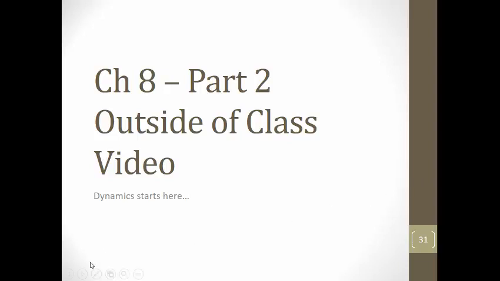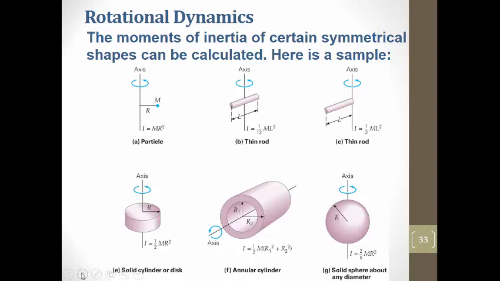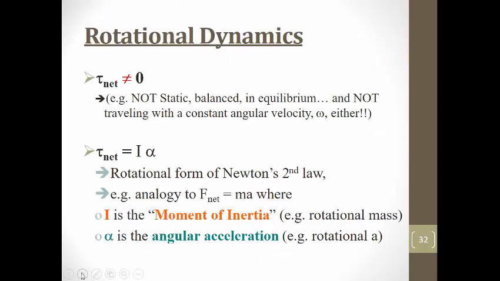So in chapter 8 up to this point, we've talked about rotation, we've talked about rolling, and we've talked about statics, where we have to have the sum of the forces in the x direction equals 0, the sum of the forces in the y equals 0, and the net torque is equal to 0. But now we're going to talk about dynamics, which means that we have things that are moving, and that means that the net torque does not equal 0, right? It could also, by the way, equal 0 if it's moving with a constant angular velocity, right?